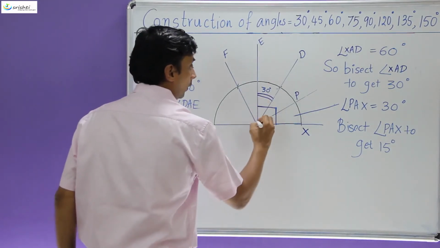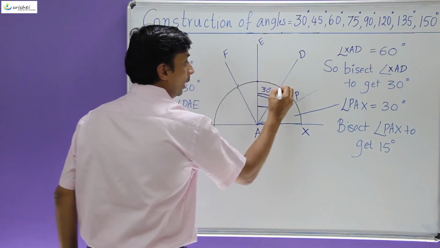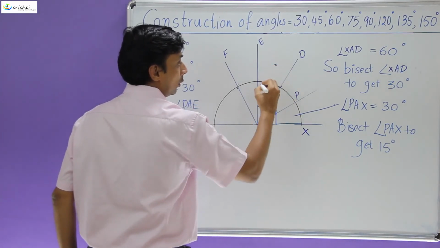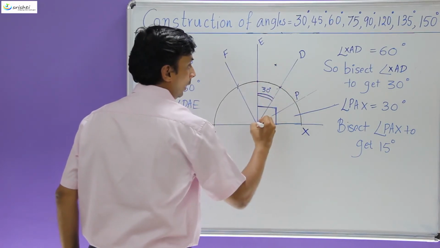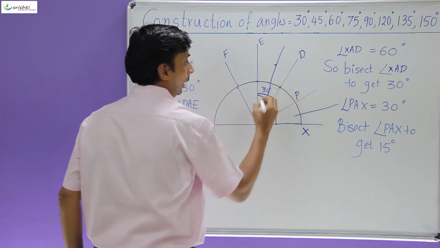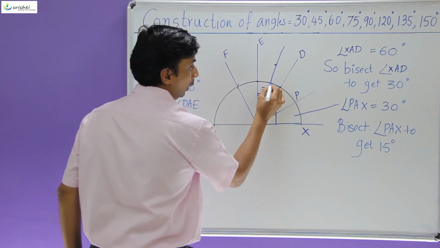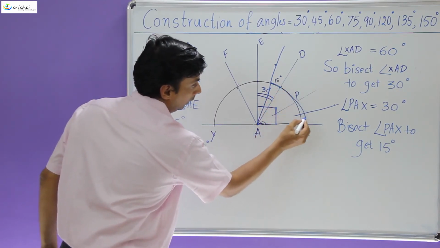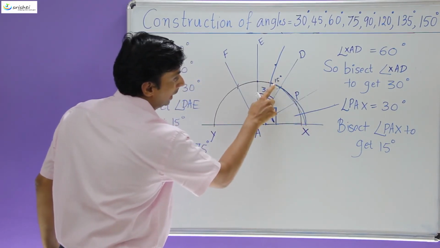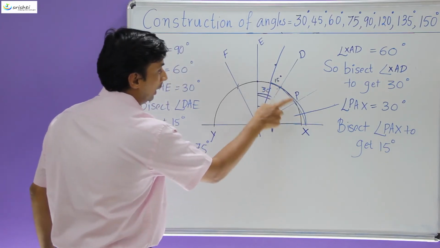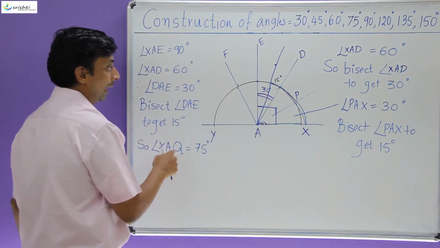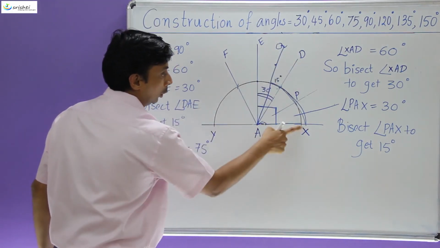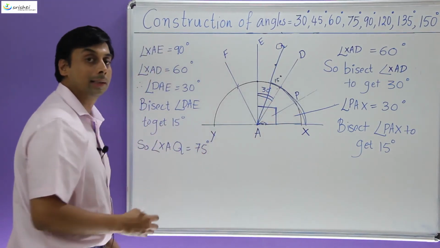So from A, you already have these two points. Take the same measurement on your rounder from this point as well as this point and construct arcs over here. So when you join point A with this particular point, you will get a 15-degree angle. So this particular angle that you have here is 15 degrees. And this complete angle is a 60-degree angle. So if you add these two angles, 15 degrees along with 60 degrees, you will get 75 degrees. So angle XAQ, if I label this particular point as Q, is going to be 60 plus 15, that is 75 degrees.